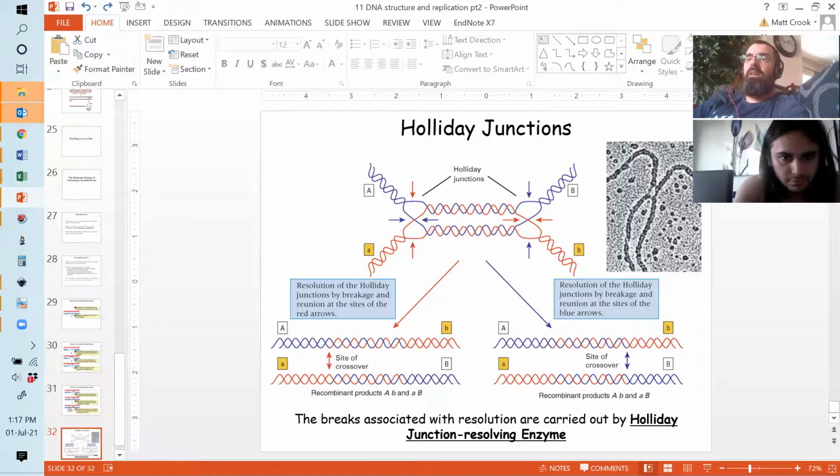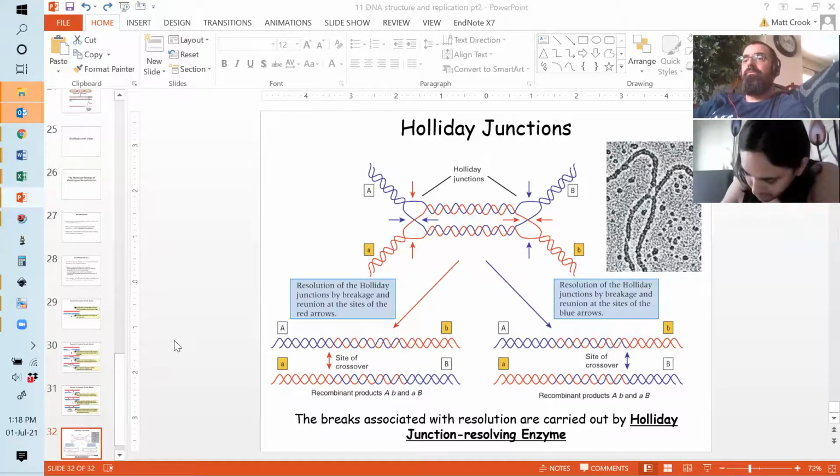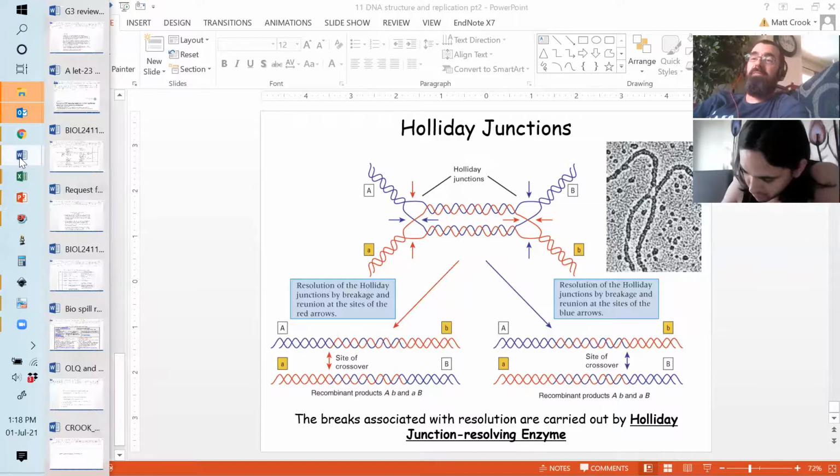So, anyone have any questions? So I'd suggest going through all of this. Again, practice that linkage stuff, your 2-point and your 3-point crosses. Don't forget all the other material.